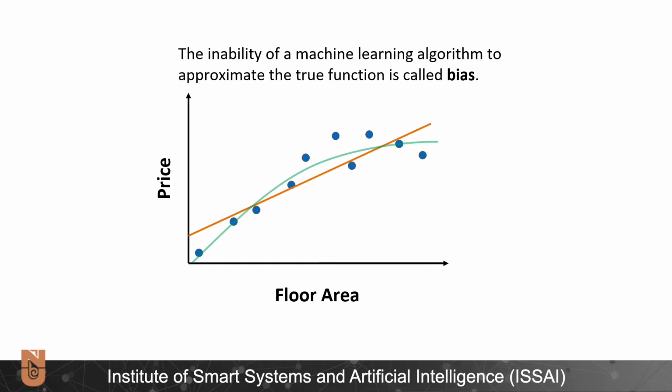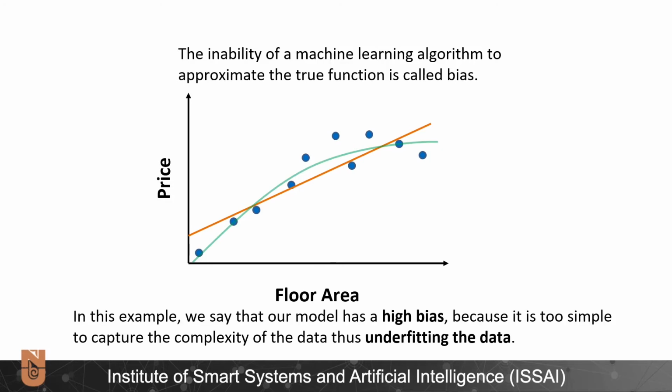The inability of a machine learning algorithm to approximate the true function is called bias. In this example, we say that our model has a high bias because it is too simple to capture the complexity of the data, thus underfitting the data.